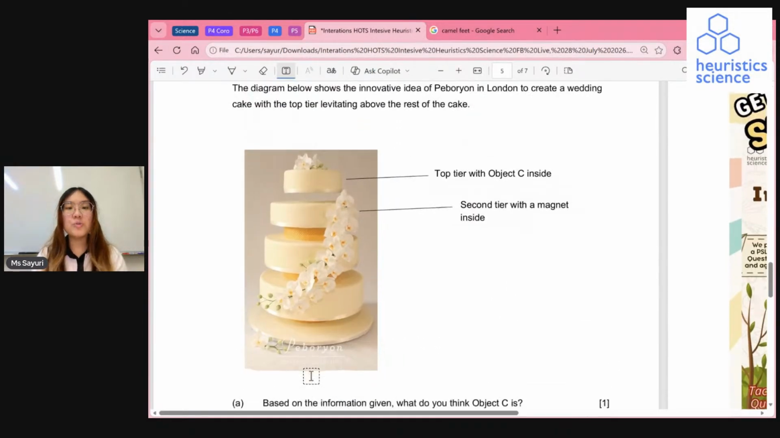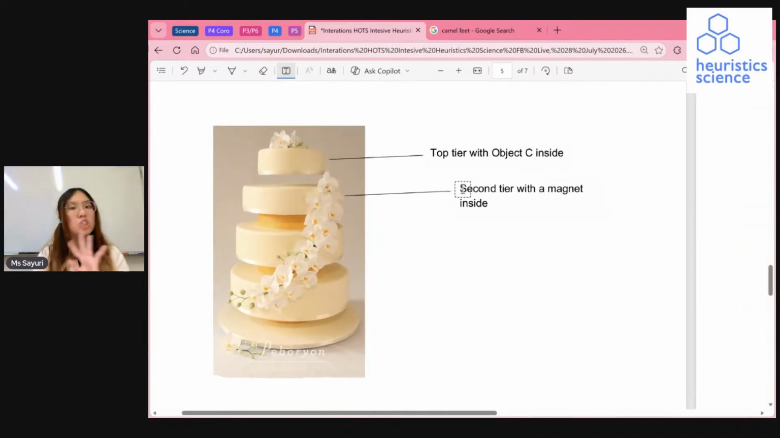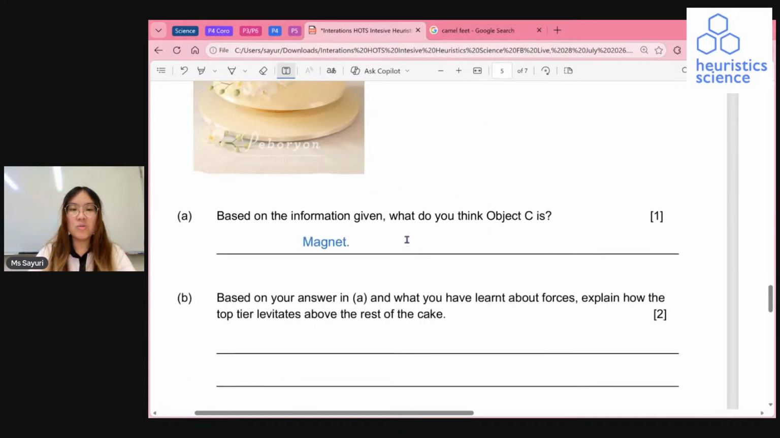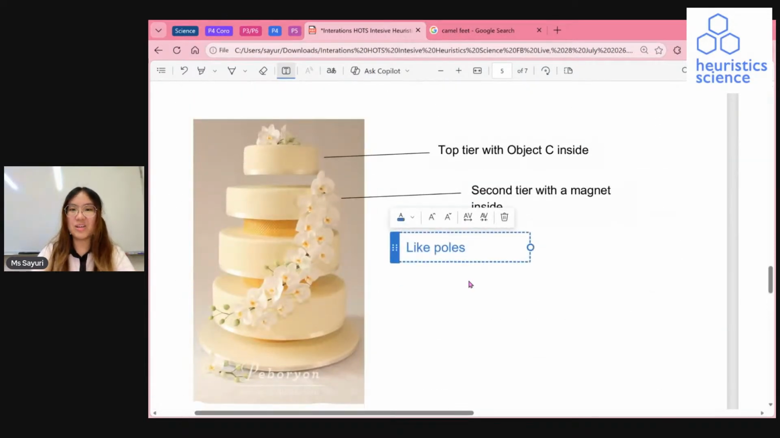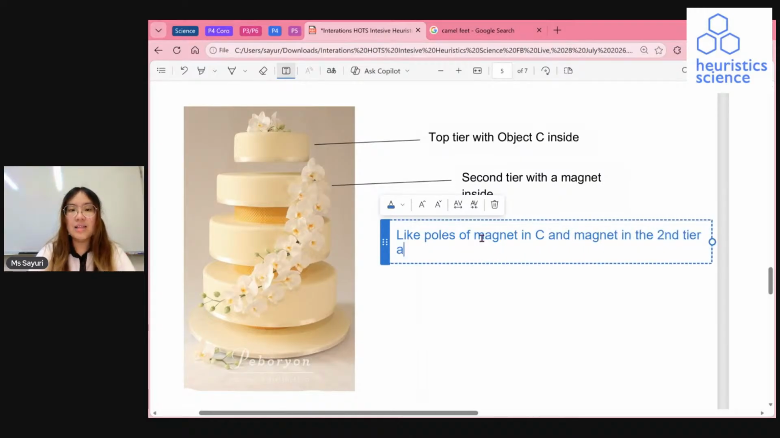Okay, so now in Primary 3, you learn that like poles facing each other will repel, correct? So now you change. You say that like poles, I'm going to write it here instead because I don't want to keep scrolling up and down. So over here, like poles of the magnet in object C and the magnet in the second tier are facing each other. Okay, so this part is still the same as Primary 3.